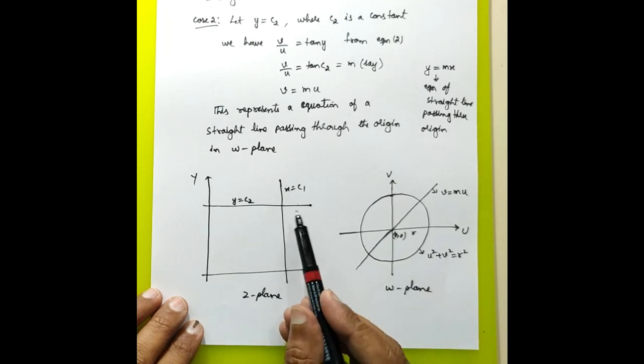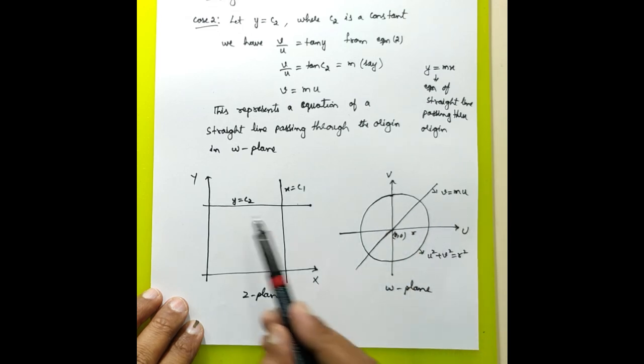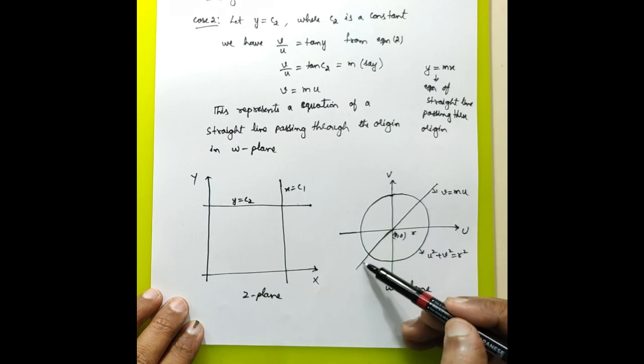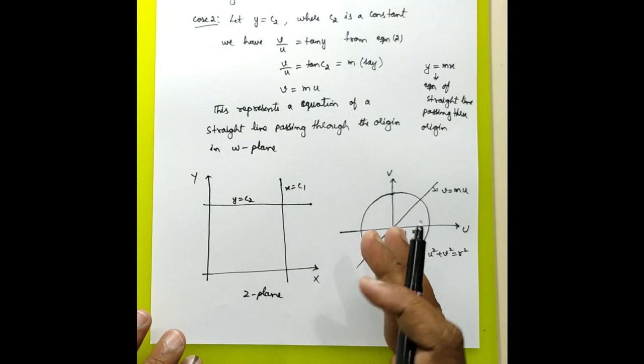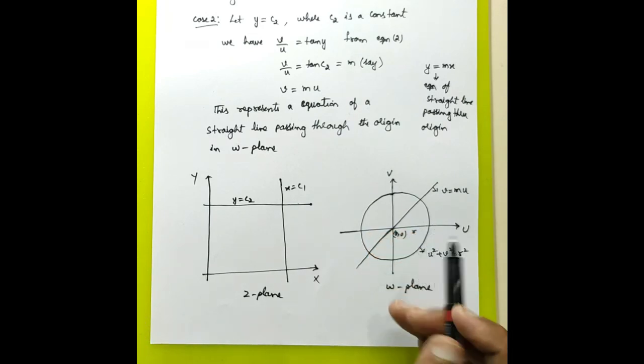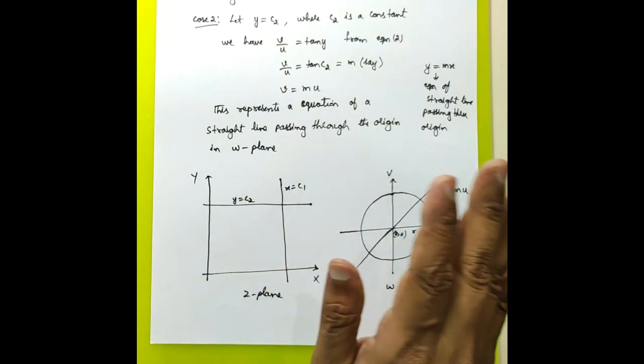That is how you can see that X is equal to C1 is mapping into a circle in the W plane, and Y is equal to C2 in the Z plane is mapping into a straight line in the W plane. That's the discussion about the transformation W is equal to e power of Z. So that's all I have for today. Thank you.